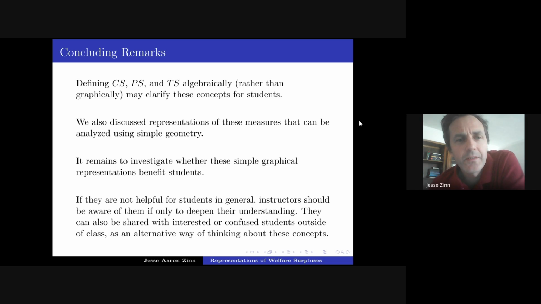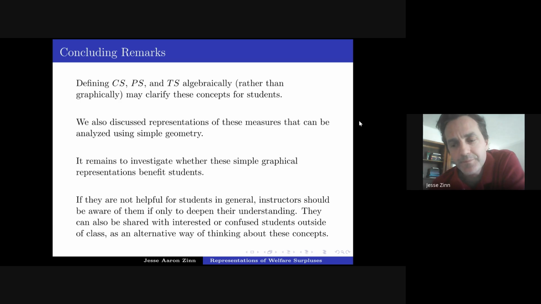We also discussed representations of these measures that can be analyzed using simple geometry, right? Students can find the areas of rectangles pretty easily, a lot more easily than doing an integral. Now, one thing about this is that it remains to be seen how beneficial these kinds of graphical representations are for students. Like I said, we're adding some new curves that aren't there when they're looking at just a supply and demand diagram. So that might complicate things.